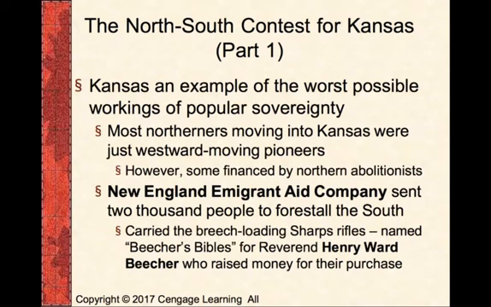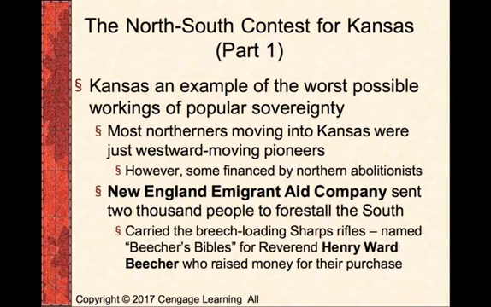Now let's talk about the North-South contest for Kansas. The other day we were talking about how all of that territory in the old Louisiana Purchase, except for Missouri, was shut off from slavery. That was the terms of the 1820 Missouri Compromise. In 1850, that changed with a new compromise that allowed territories to make their own determination as to whether they would be free or slave, which is called popular sovereignty. Kansas is the worst possible example of the workings of popular sovereignty.